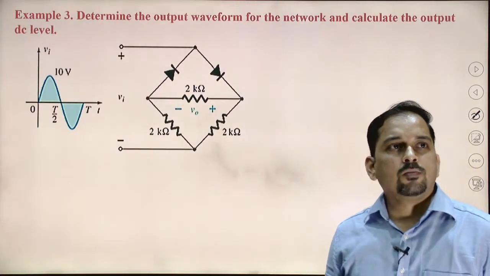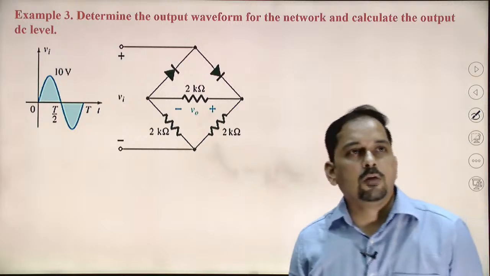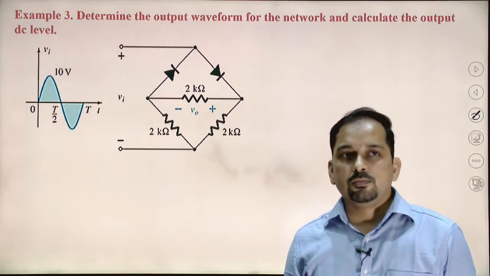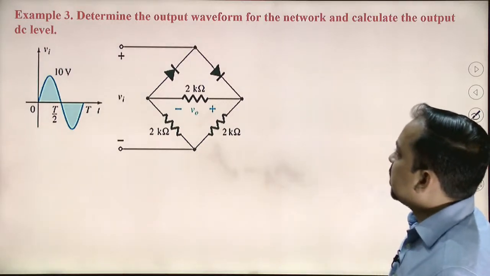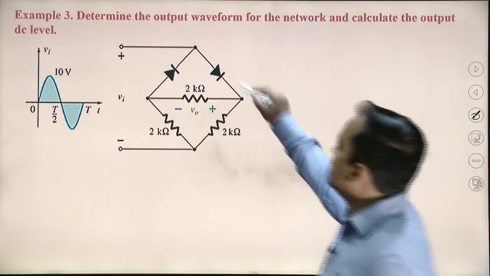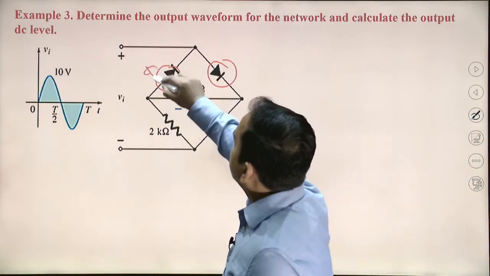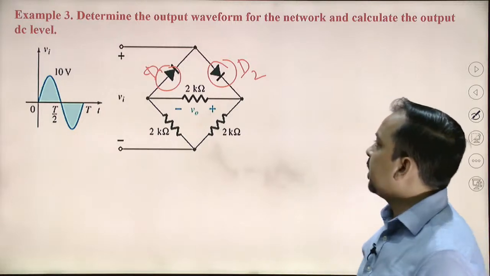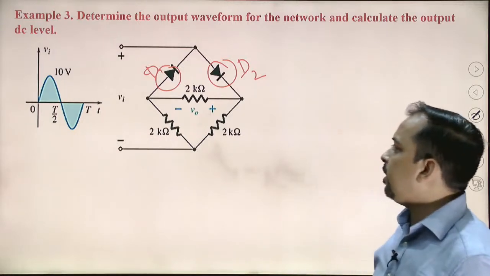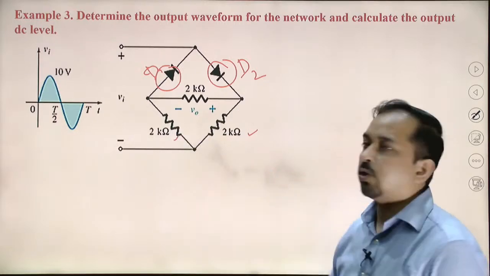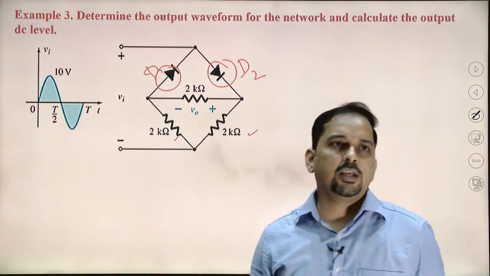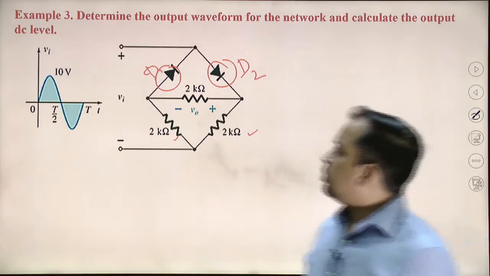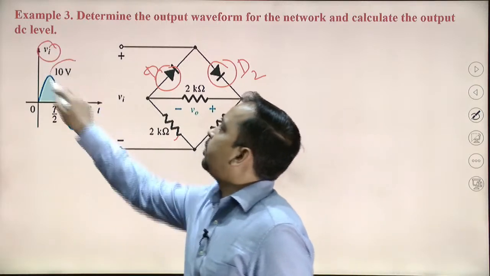Now we'll consider another example. We have to determine the output waveform for the network, and we need to calculate the DC level. Here the circuit is in a bridge configuration, but we have only 2 diodes, and the load resistance, which has a value of 2K, and the other 2 resistances also have the same value. We select these resistances to minimize the calculation here. We have applied an input signal with a peak value of 10 volt.